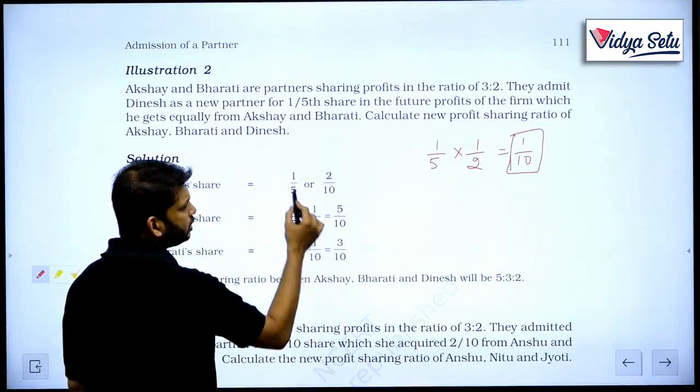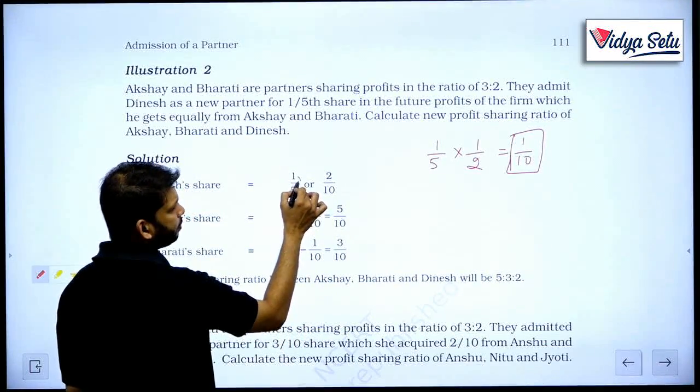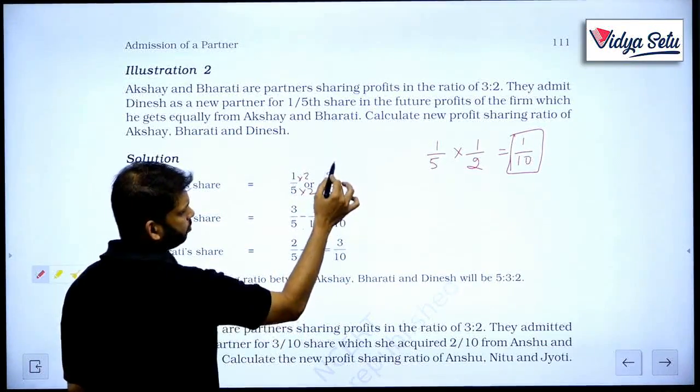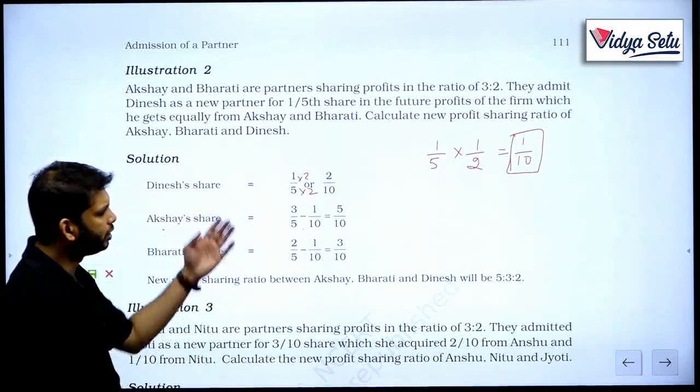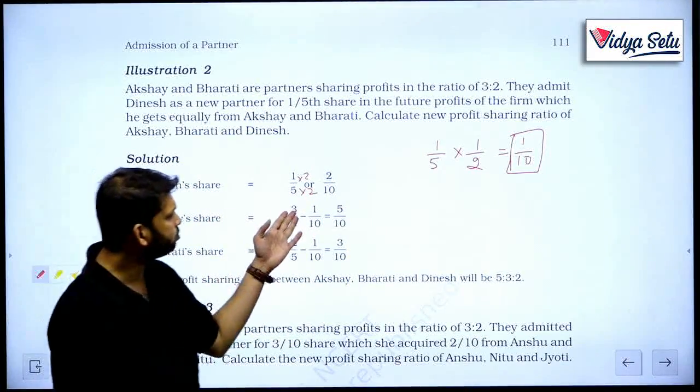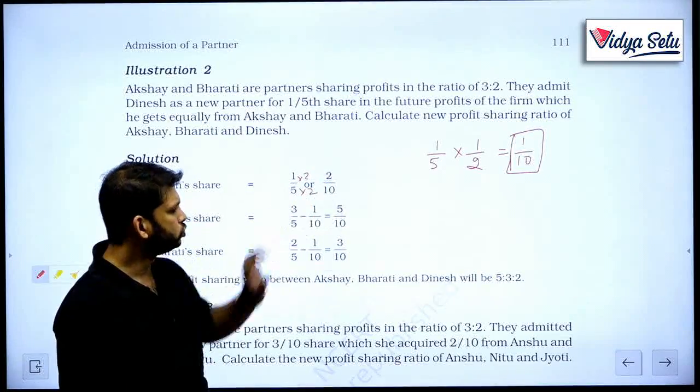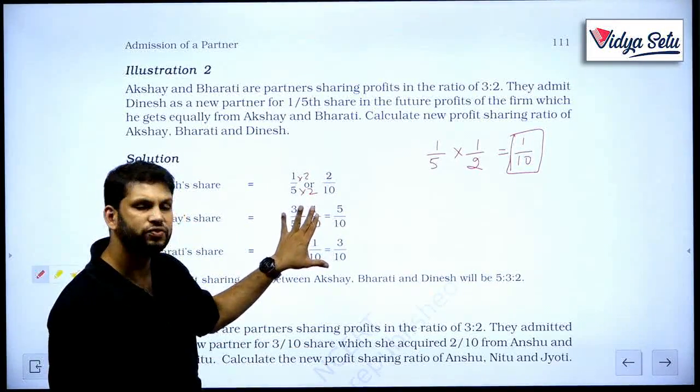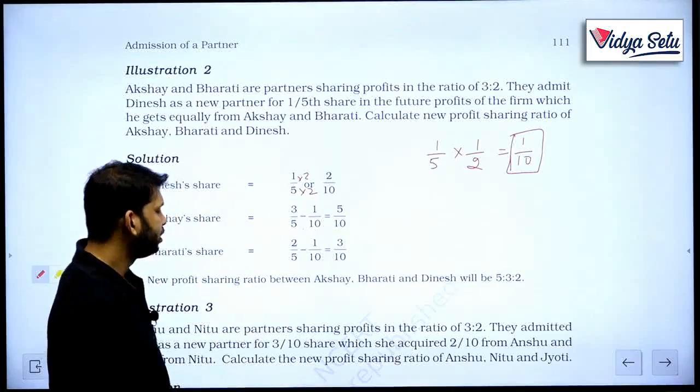So see, Dinesh's share was 1 upon 5. We multiply by 2, so it becomes 2 upon 10. All the denominators are equal, and the new ratio becomes 5:3:2. Earlier, we first write the old partners' names, then the new partner's name.